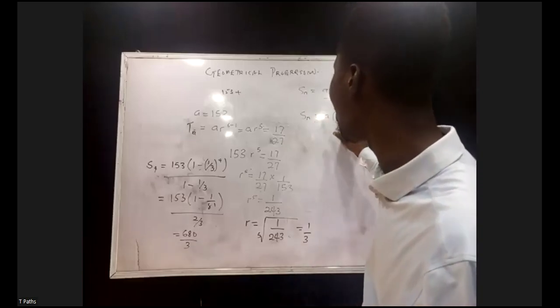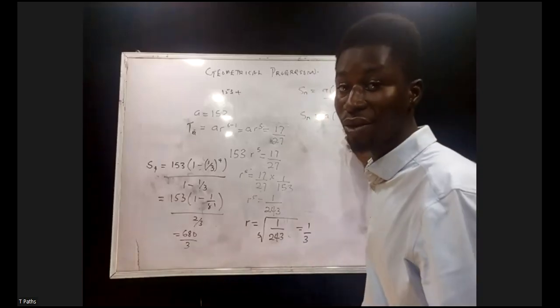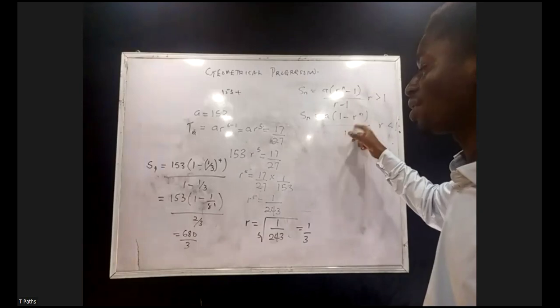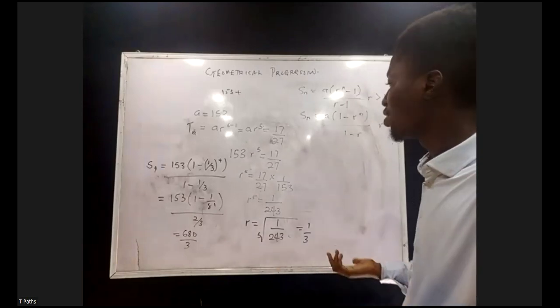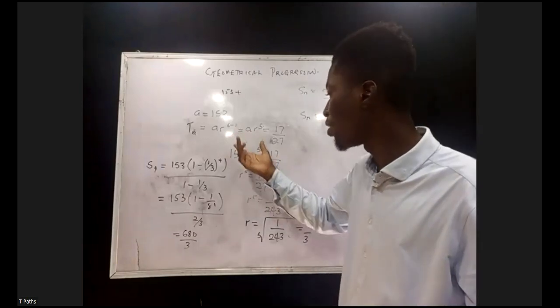You don't know your what? Your R. Do you get it now? If you don't know what your R is, you can't calculate the sum of the first 4 terms. So you can always try to get your R from this what?